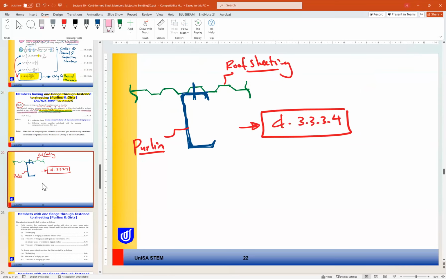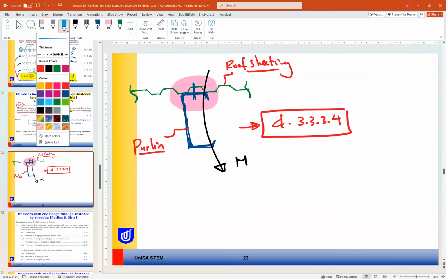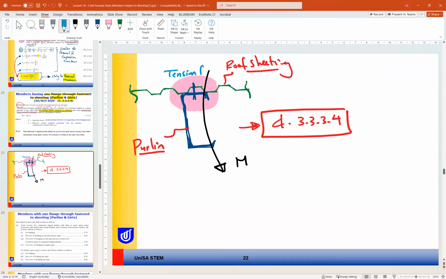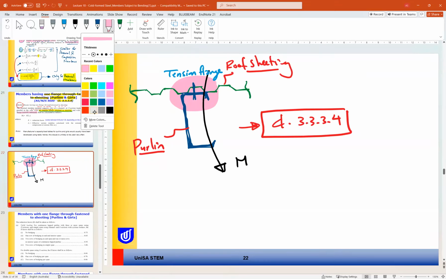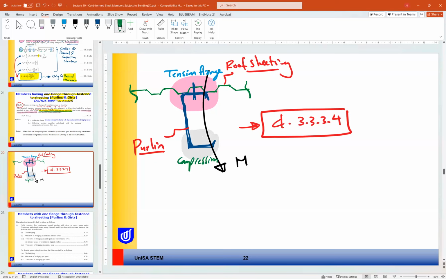So this means that the moment on this beam in this case is our moment in this case. So this means that the top flange now is our tension flange or compression flange, guys. This is our tension flange. And here, this is our compression flange. So compression flange unbraced.